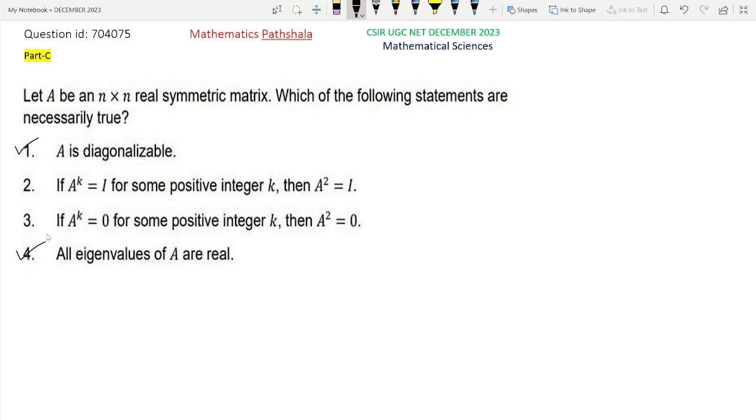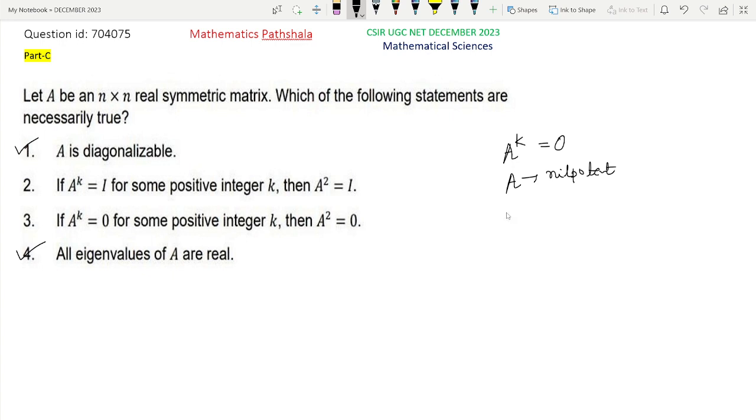Okay, so first look at option 3. So we are given that A to the power k equal to 0 for some positive integer k. So A is a nilpotent matrix. This is the definition. Yes, it is the definition of nilpotent matrix. And we also know that all the eigenvalues of a nilpotent matrix are 0. So 0 is the only eigenvalue of a nilpotent matrix.